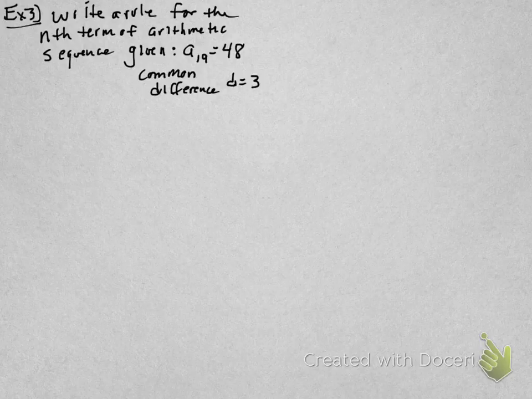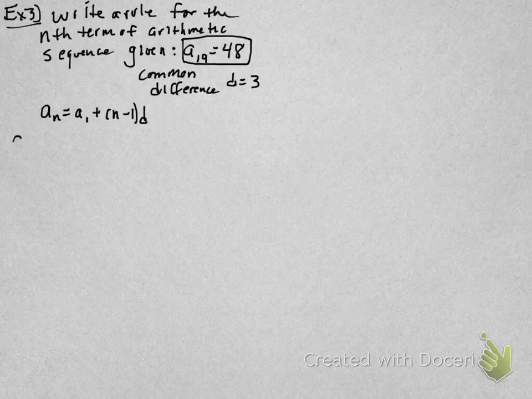Okay, so let's see if we can do that. To start off with, you might want to write down the rule. We know the rule is going to be a sub n is a sub 1, the first term, plus n minus 1 times that common difference d. Now, we don't know a sub n. We don't know a sub 1. What we do know is a sub 19 is 48, meaning the 19th term is 48.